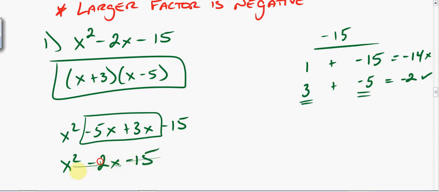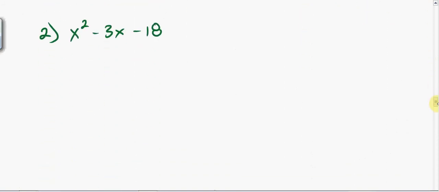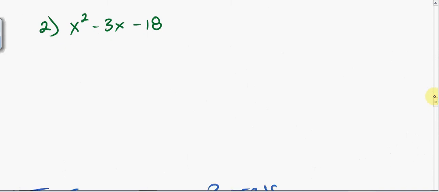And we can see that this number here matches the number up here. Looks like my pen is going a little wacko, so be careful. Alright, let's go down to our last one of this part. We've got x squared minus 3x minus 18. So we're going to find the factors of -18 that add up to -3. Remember, one factor is positive, one is negative, larger factor is negative.